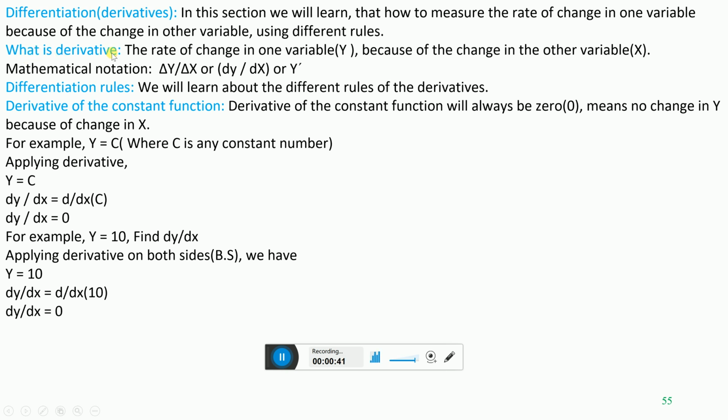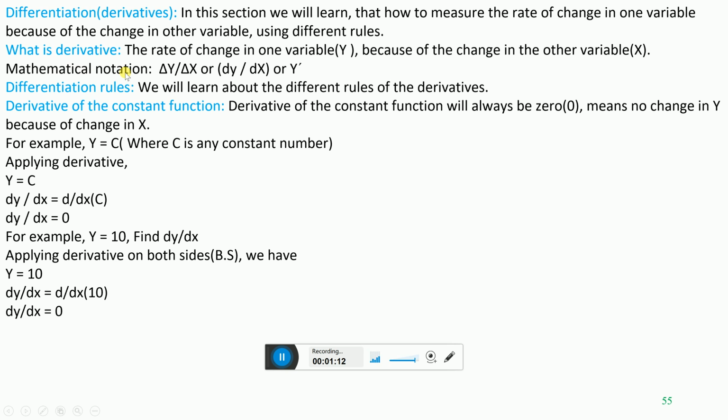What is derivative? Derivative estimates the rate of change in one variable because of change in other variable x. That is, how much variable y will increase or decrease if the variable x changes by 1 unit. We will estimate or calculate this rate of change in y because of change in x mathematically.